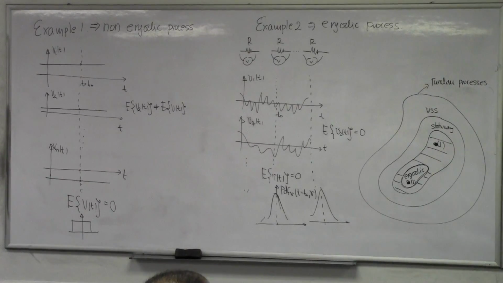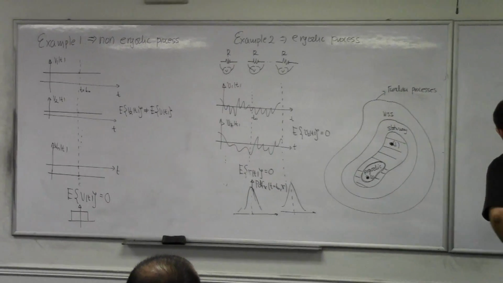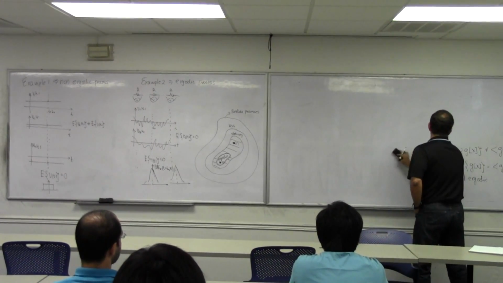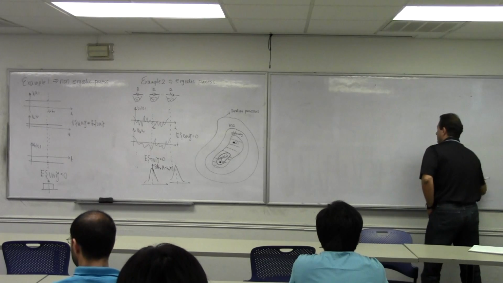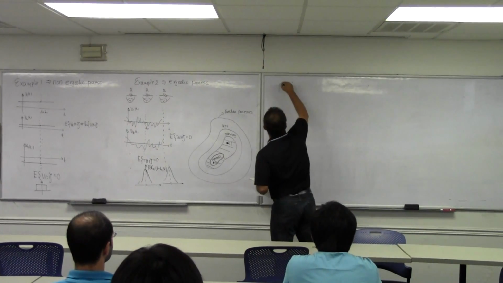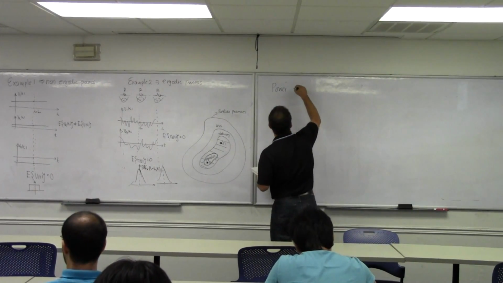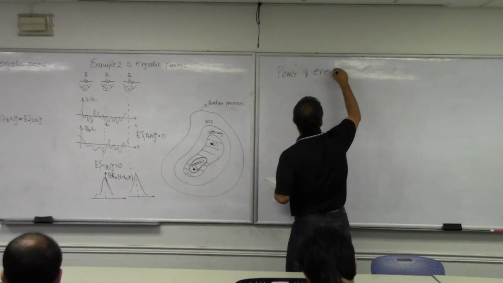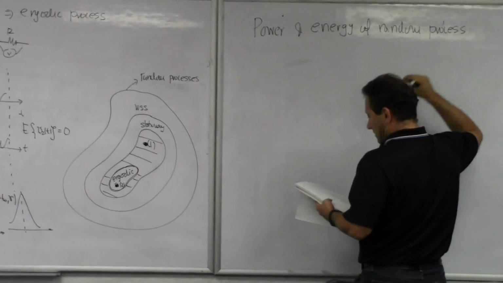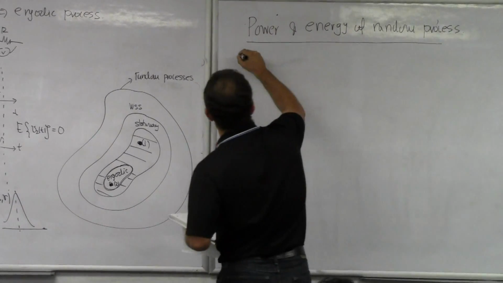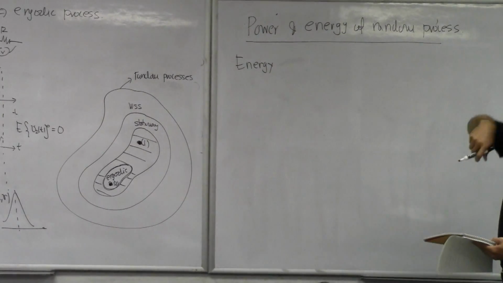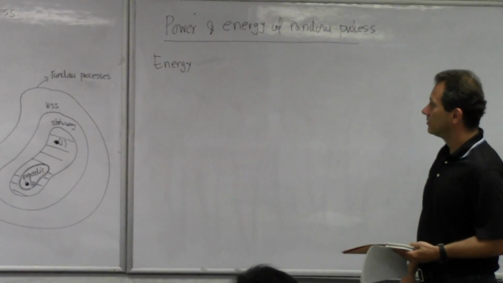Let me first define two quantities that we care about. One is the power, and the other one is the energy of the random process. So power and energy. First, let's take a look at energy. These are straightforward extensions of how we define the energy for aperiodic signals. It's just that here we're dealing with random processes.